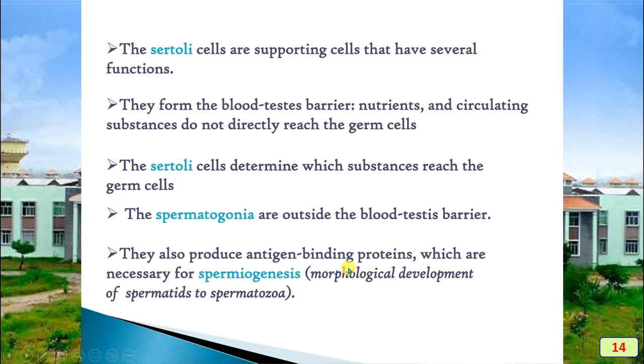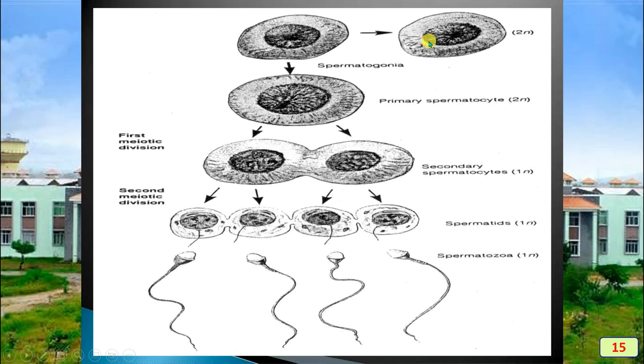Then they form the blood-testis barrier, nutrients, etc. They also produce androgen binding protein, which is necessary for spermiogenesis, that is, the morphological development of spermatids into spermatozoa. So this is the spermatogonia. They are the first cells, giving rise to the primary spermatocytes, and there are two of them.